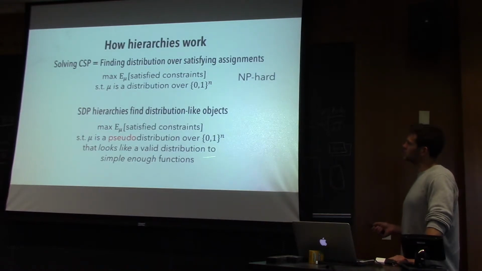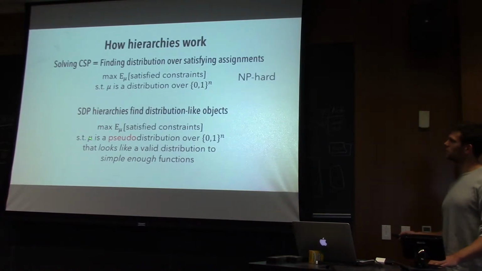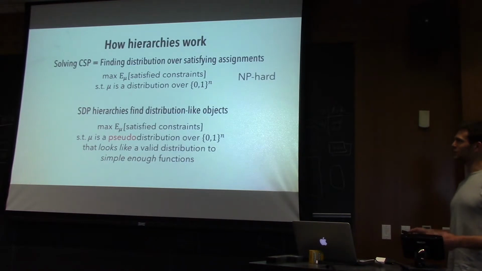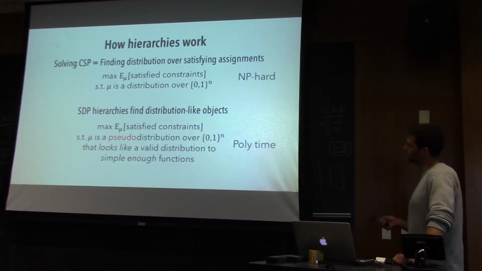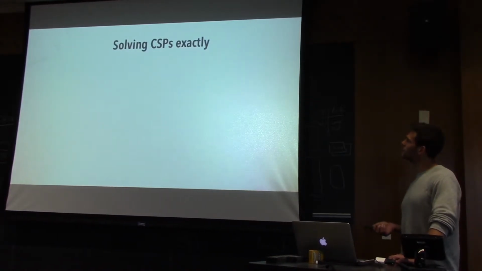So you can write something similar down. You can try to maximize the fraction of satisfied constraints, but instead of requiring mu to be a distribution, it's going to be a pseudo distribution, a fake distribution that looks like a valid distribution when you look at it with simple enough functions. You can do this in polytime if you choose the parameter right. So this is the high level picture.